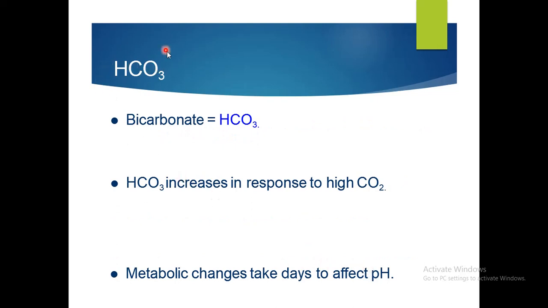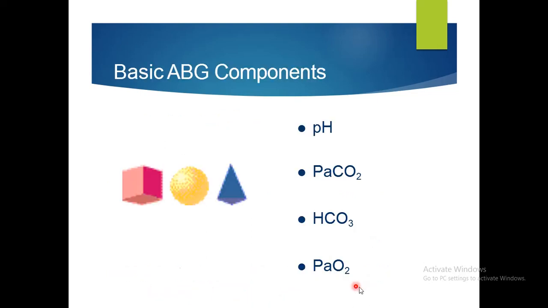And where does this bicarbonate come from? The bicarbonate increases in response to increased carbon dioxide, and the metabolic change takes a few days to affect the pH. Now the basic components of ABG include four things. Number one is pH, number two is PaCO2, number three is bicarbonate, and number four is PaO2, which means partial pressure of oxygen in arterial blood. PaCO2 is the partial pressure of carbon dioxide in arterial blood.